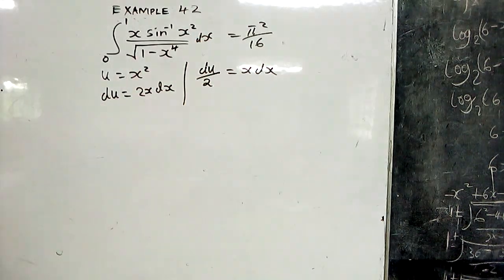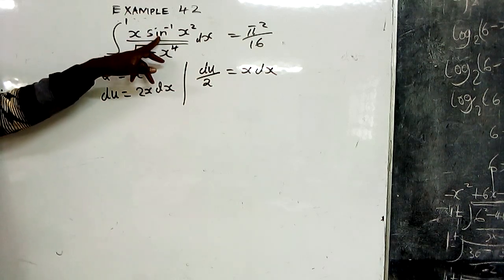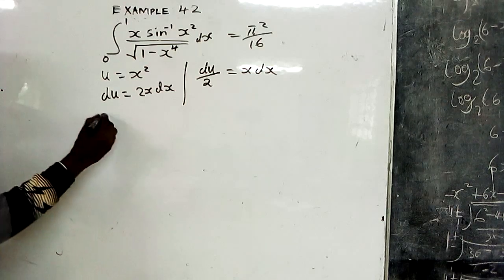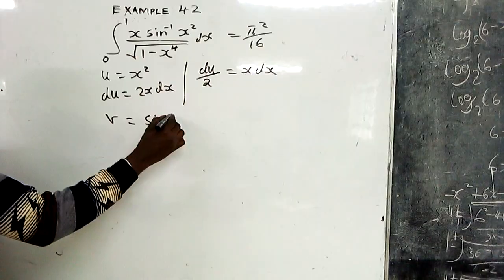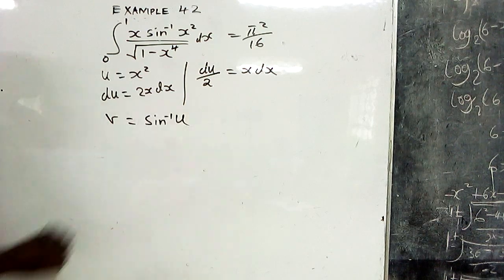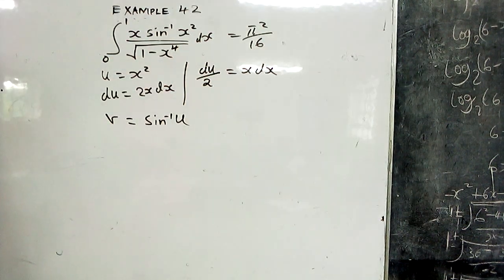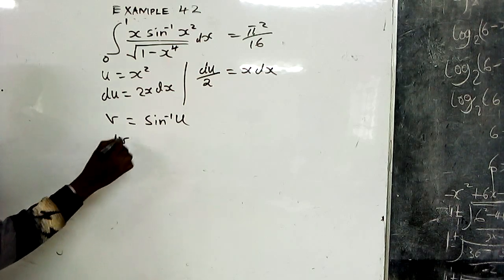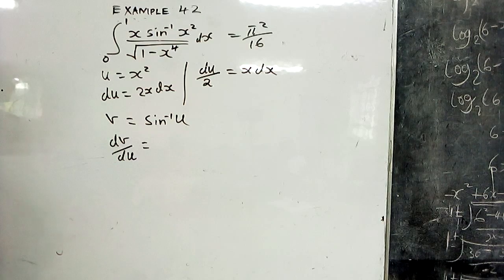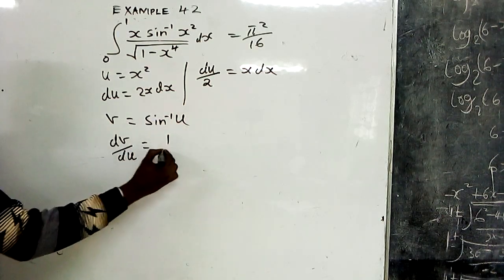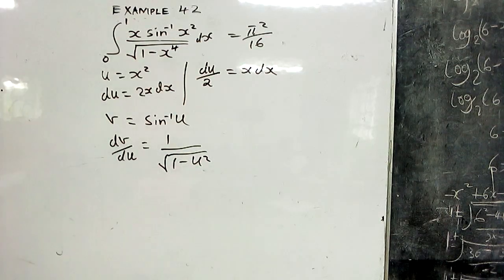Look at sine inverse of x squared. You remember x squared is u. So you can now say, if you say v to be sine inverse of x squared, it's like you are saying v is sine inverse of u, because x squared is u. Are we together? So if you differentiate v with respect to u, dv over du, you differentiate sine inverse of u, you get 1 over square root of 1 minus u squared.